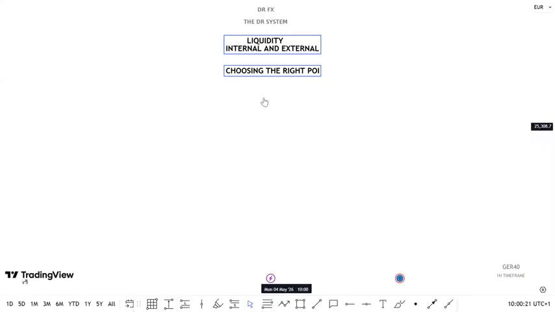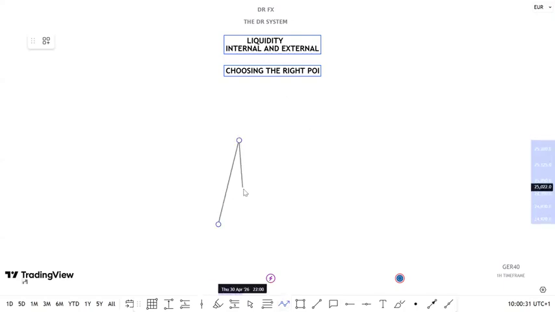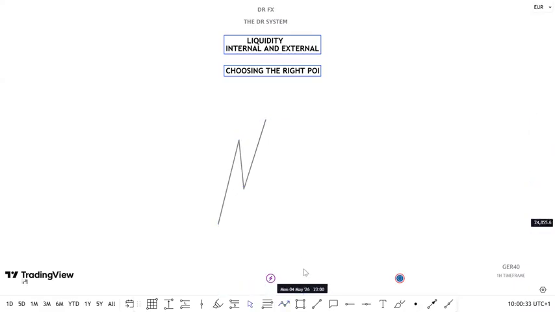So everybody knows we have three market structures, which are the uptrend, the downtrend, and the consolidation. So in any uptrending market, for example, this is an uptrending market, the most recent higher low is liquidity. And if you pay attention, this is the most recent. Let's say the market is trending to the upside like this.